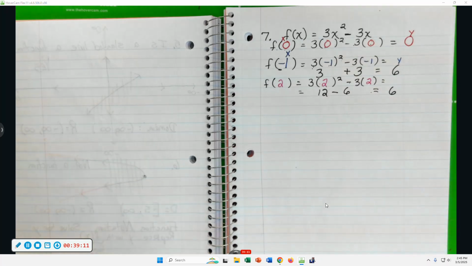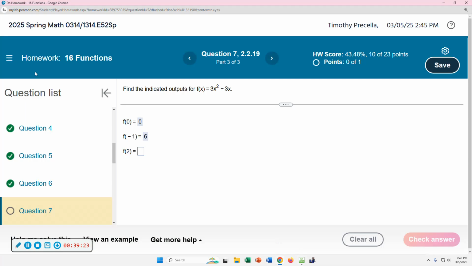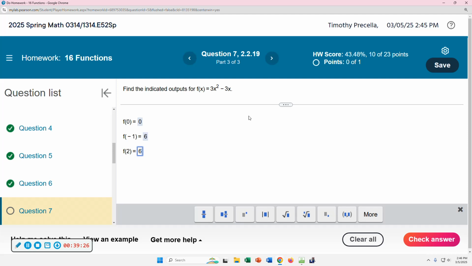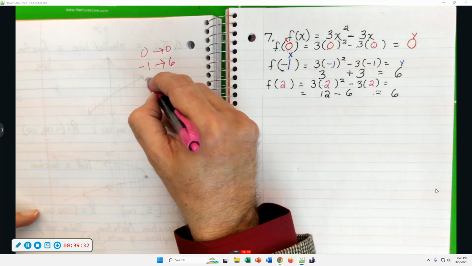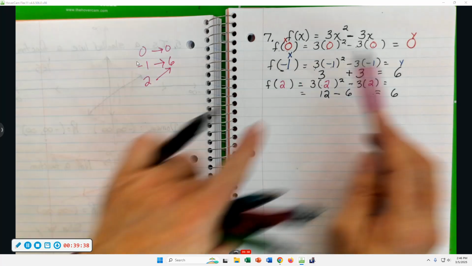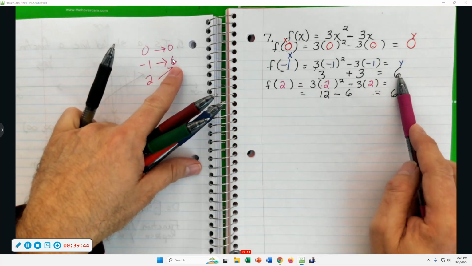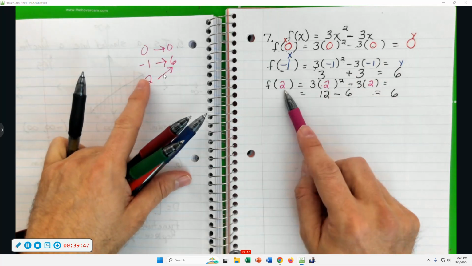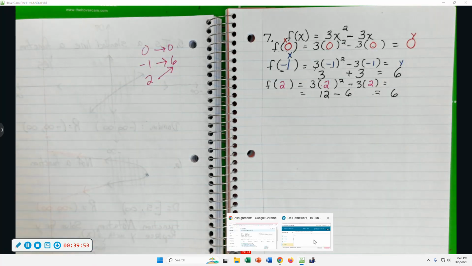Oh wait, are we getting another 6? Yeah, remember it's okay for y's to be repeated. Okay? Just can't have repeated x's on a function. So here's the x, there's the y. We could make a little table like... Wait, I'm typing it. Okay. You see, at that very first problem, there's a little table like that. 0 is being assigned to 0. Negative 1 is being assigned to 6. Now 2 is also being assigned to 6. Is that it or is there another one? That's it. Okay, so we're ready for number 8?